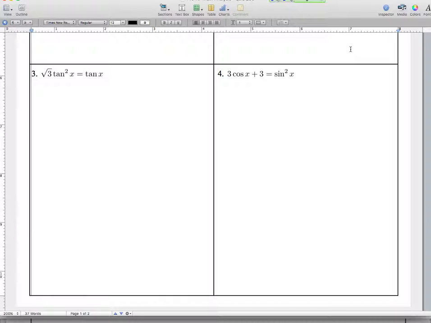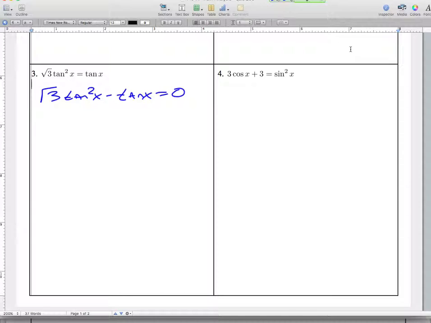Step 2 says to get them on one side and try to factor. Get them on the same side and try to factor. So square root of 3 tangent squared x minus tangent equals 0. Factor out tangent. Yes. Okay, get them on the same side, and then we need to factor.